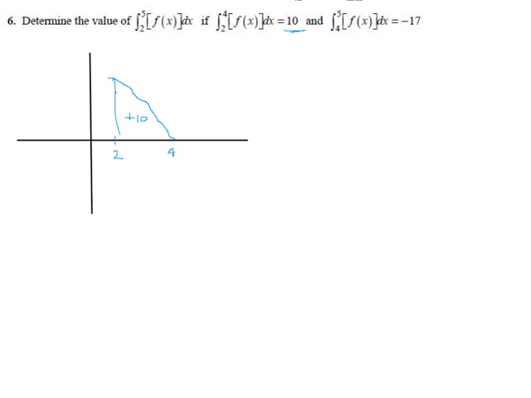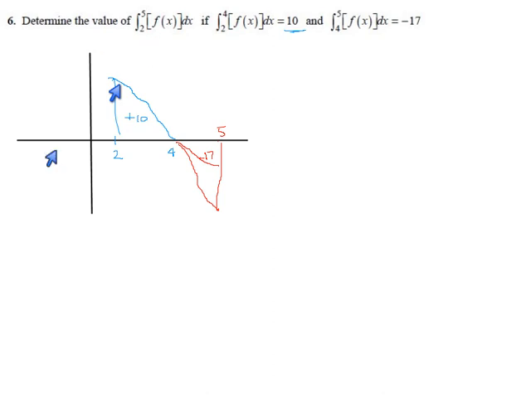Then they integrated from 4 to 5 and came up with negative area. Quite a bit of it, actually. They came up with an area of negative 17 for this part when they integrated from 4 to 5. And their question is, what would we get for the integral from 2 all the way up to 5 if we took all this area together?